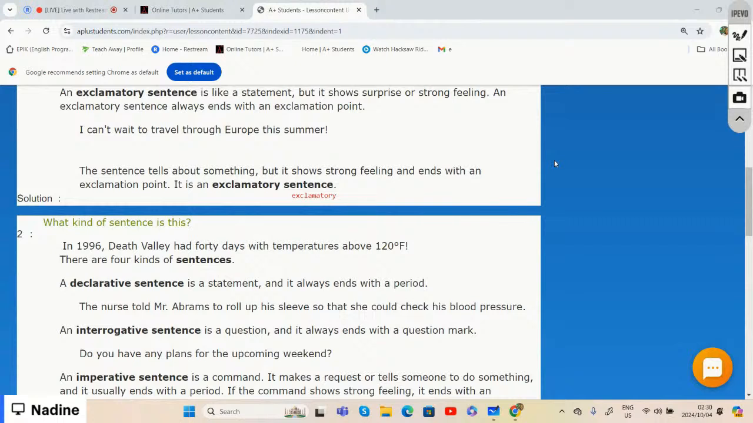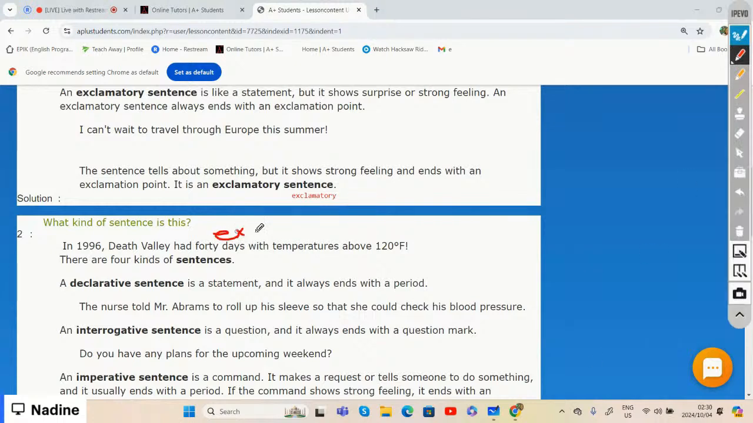And if we were to say what kind of sentence that is, we can say that is also an exclamatory sentence. So we can also say this is an exclamatory sentence.